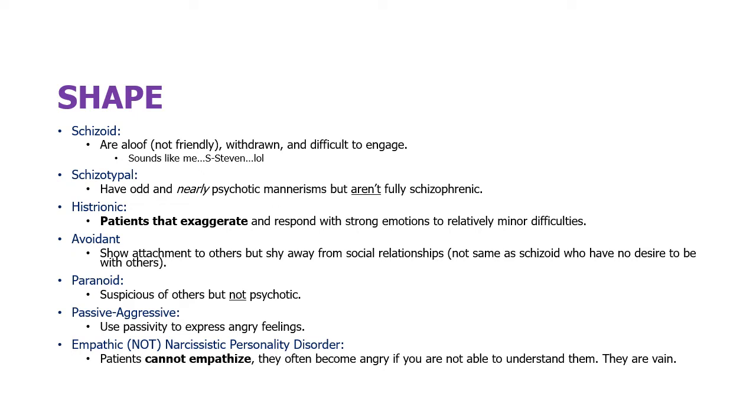Now with histrionic, these individuals exaggerate. So I think of exaggeration like people exaggerate history sometimes, so histrionic exaggeration. Now an avoidant, they avoid social relationships. The P is paranoid. They are suspicious of others, but not psychotic. There's also passive aggressive. So they use passivity to express angry feelings. And then empathetic narcissistic personality disorder. These individuals cannot empathize.